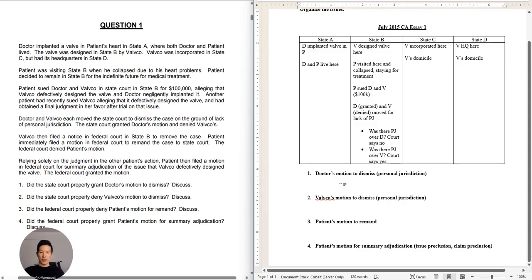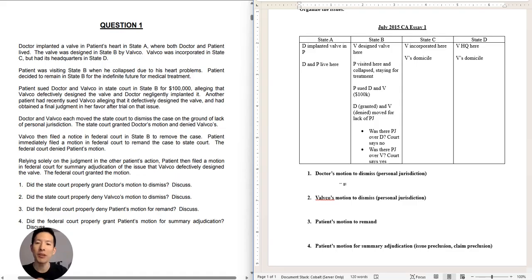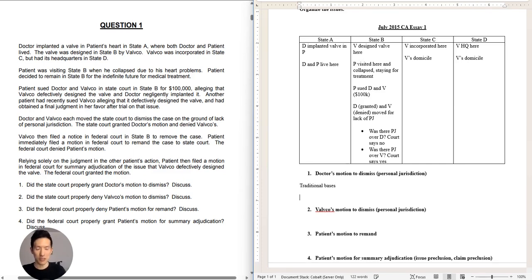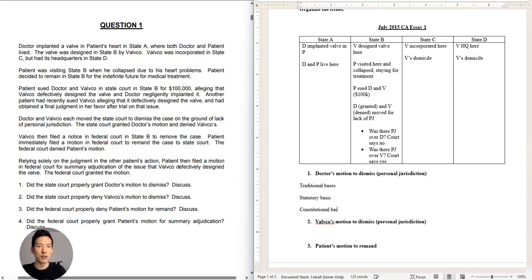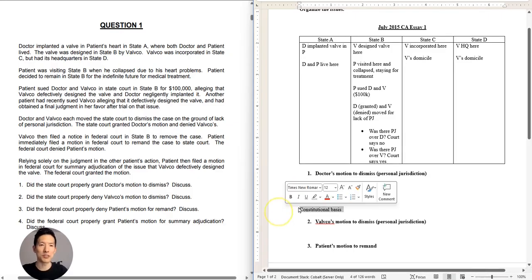So personal jurisdiction, there are 3 prongs. We have traditional basis, we have statutory basis, and then we have the constitutional basis. So let's just put that down for now. Traditional bases, statutory basis, constitutional basis. And typically the first 2 bases here are slam dunk questions or issues. So we will typically resolve these pretty quickly because the examiners want to see how well you can break down this chunky issue, the constitutional basis, the international issue test.